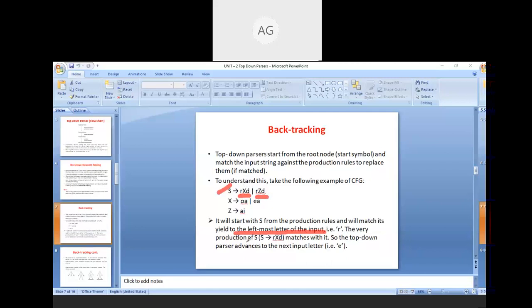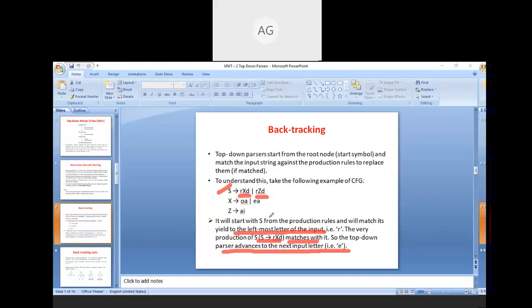So the very production of S produces RHD. So we can take the RHD production, and it matches. So the top-down parser advances to the next input letter, which is E. So here we need to find a letter E.